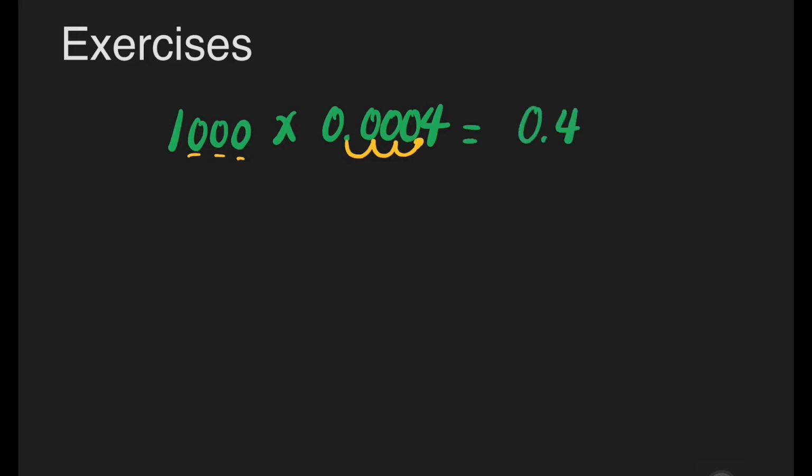How about this one? 1,000 times 4 10,000s. We will move the decimal point 3 places to the right because we have 3 zeros here. So let's move the decimal point 3 times. So 1, 2, and 3. We will have our decimal point there, so our answer will be 4 tenths. 4 tenths is our final answer.